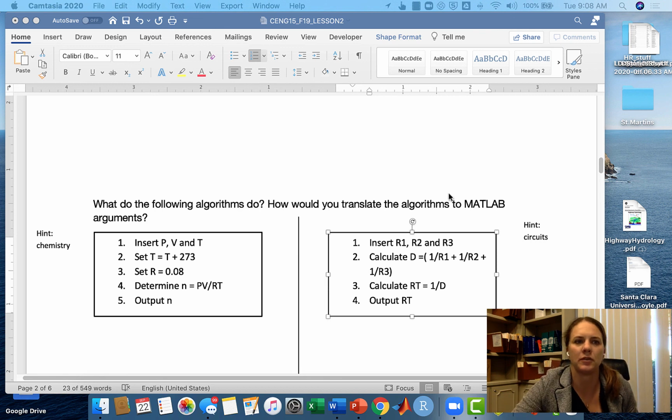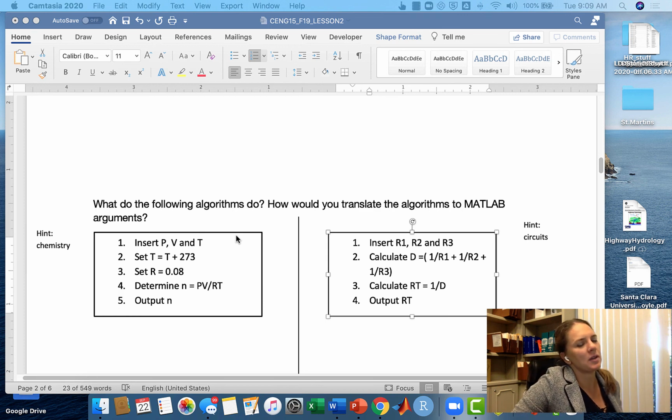One last thing before you go. If you could look at the note sheet for today's lesson, please, there's a question: what do the following algorithms do? How would you translate the algorithm to Matlab? Start thinking about this, and we will talk about it the next time we meet together.